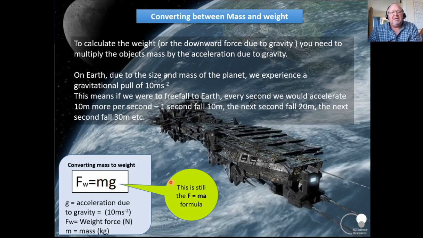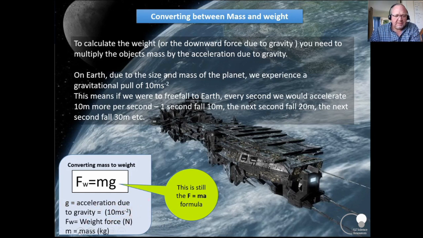Now remember this, you only use this when you're working in the up and down direction. If you're pushing something along, that's a different force. But the up and down direction is the pull of gravity. And that g is always 10. That's a constant, it never changes. And they actually give it to you in the exam. They would say g equals 10 meters per second squared.